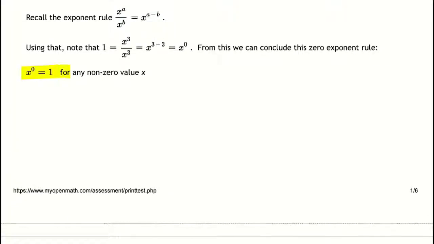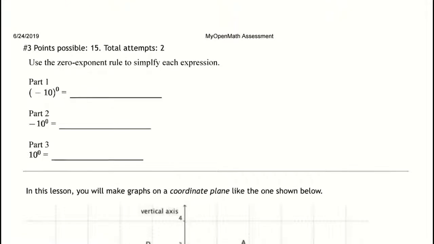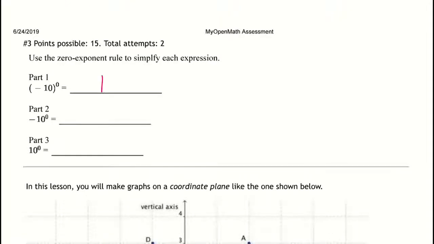Remember, anytime we have a 0 exponent, that equals a 1. So if I have a negative 10 to the 0, it's 1. Now remember, if the negative's on the outside, our whole answer becomes negative.